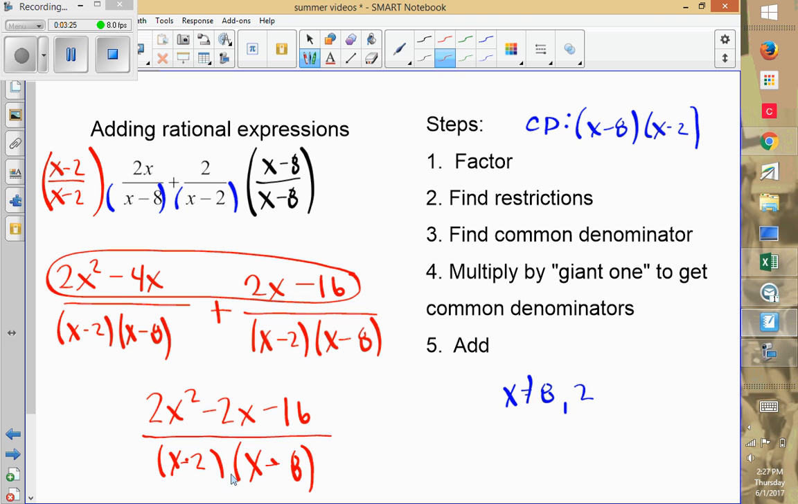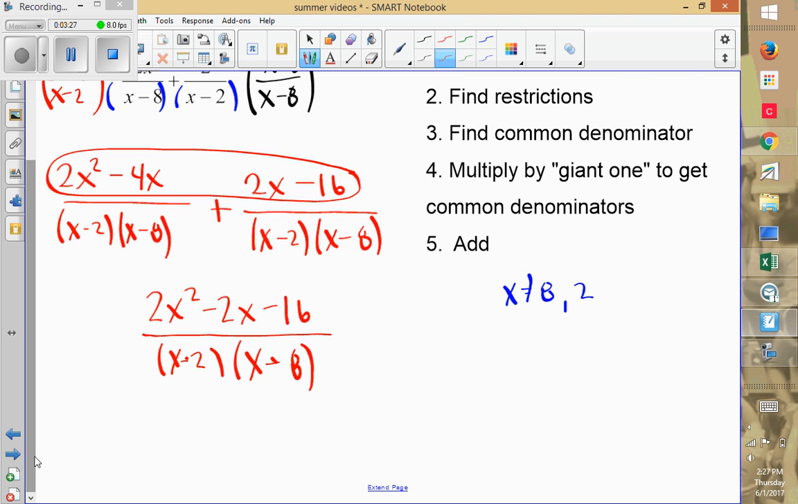A second reason why I don't want to multiply the denominators through is because there is a chance that when I add these numerators together, the factors will end up simplifying with something in the denominator. It doesn't always happen, but it could, so we do have to check it.